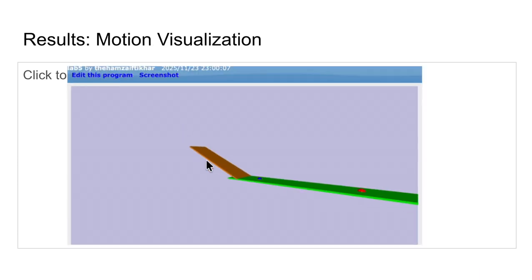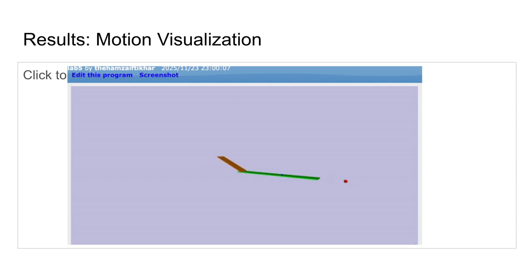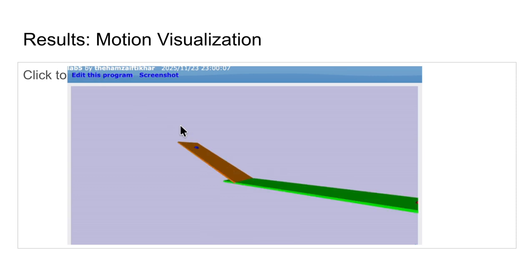Here's the animation of the simulation. Cart 2 accelerates on the ramp, reaches the ground with reduced speed due to friction, and then collides with cart number 1.